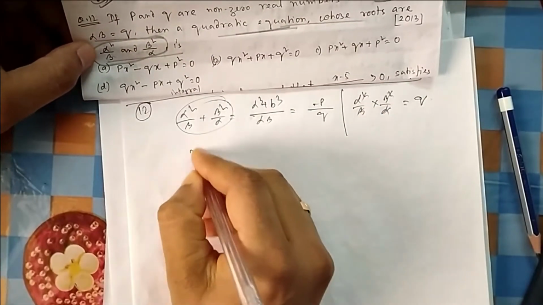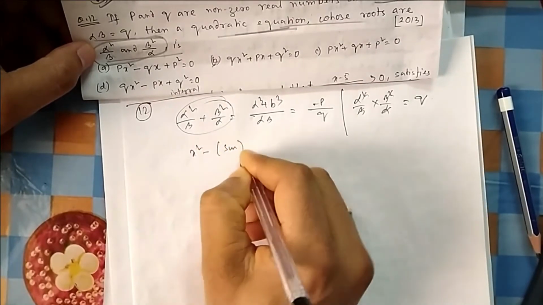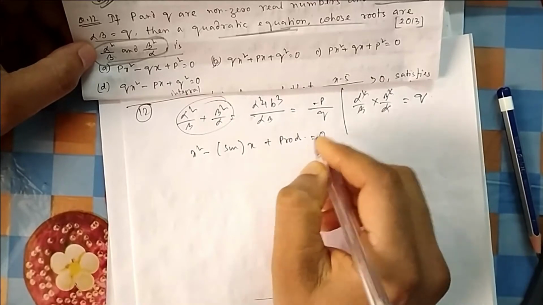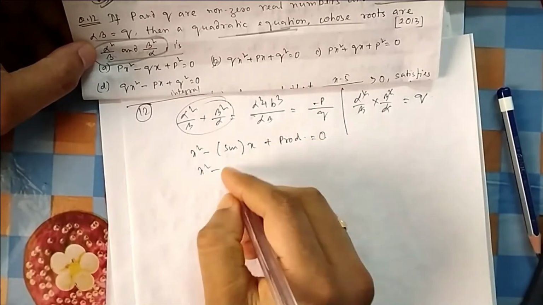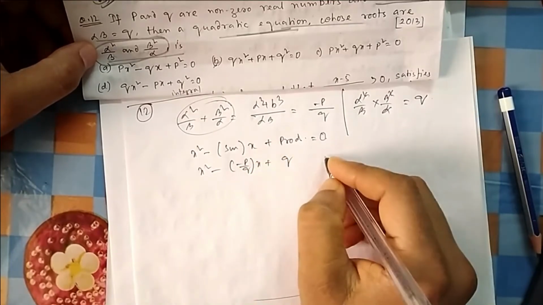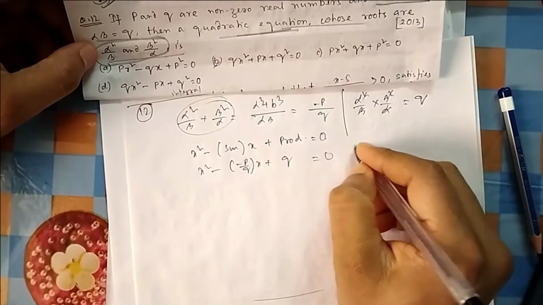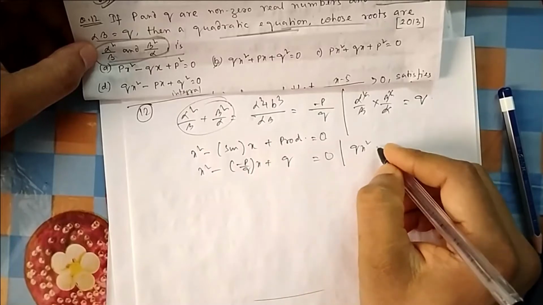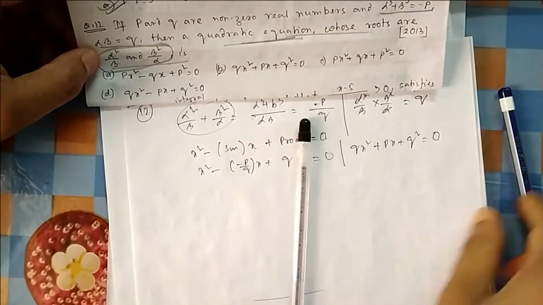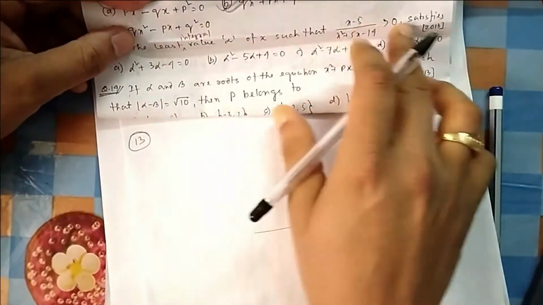So what is the equation we know? x square minus the sum of the roots into x plus the product is equal to 0. So what is the sum? I am getting minus p by q, and what is the product? q. So if you take q as the LCM, that will be qx square plus px plus q square is equal to 0. That means the least value of alpha for which this satisfies.